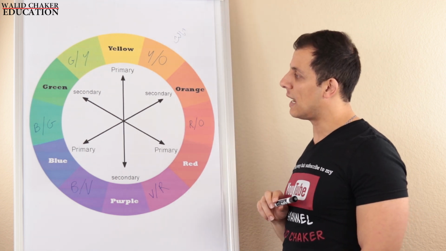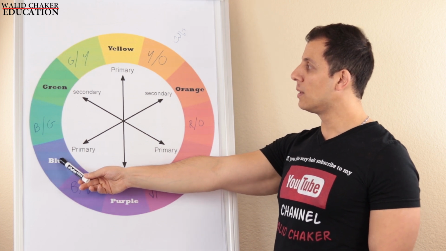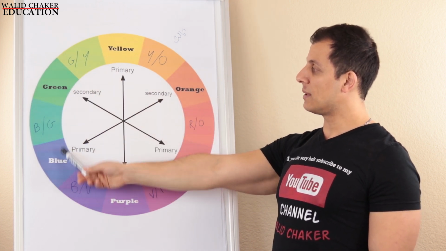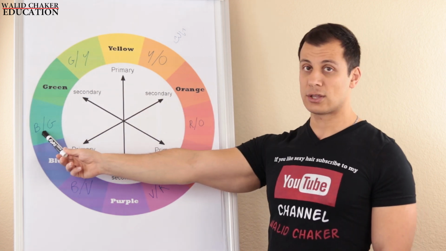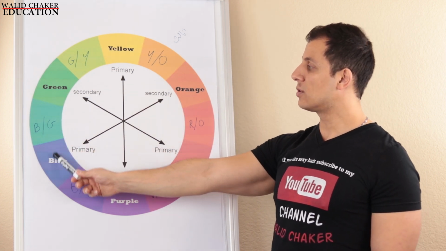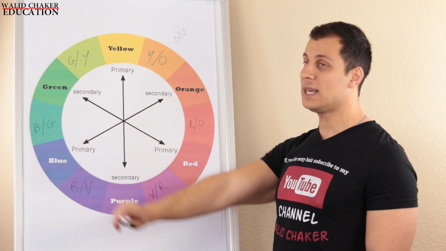Let's go like here. The blue as a primary color and the green as a secondary color. We mix them together, and they're going to give us the tertiary color. So here it's going to be BG, that means blue green.